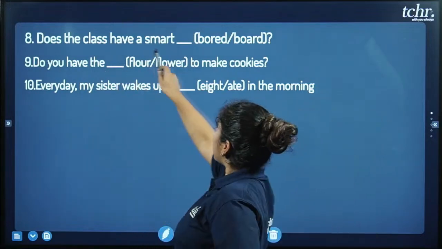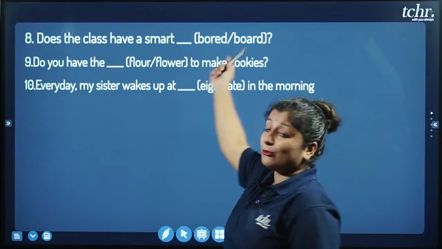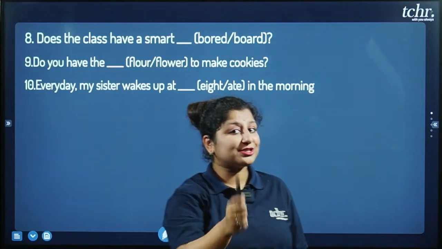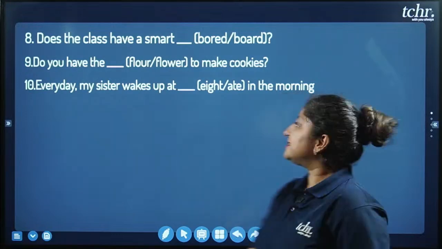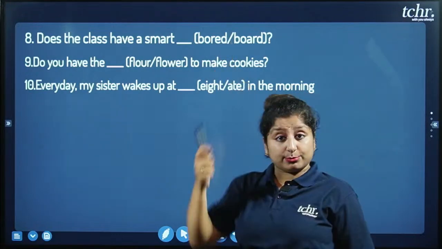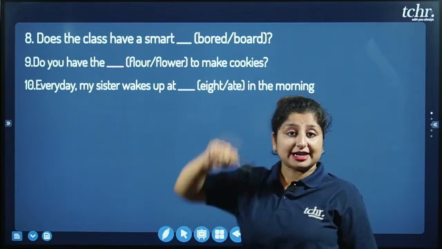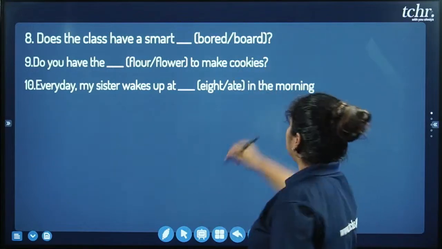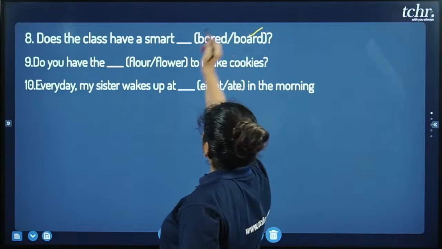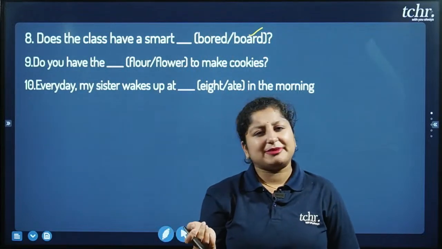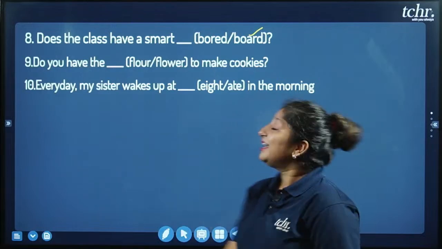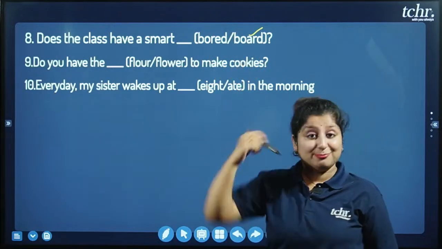Does the class have a smart board? Now you tell me, which board should I pick? Which is the right spelling? Is it B-O-R-E-D board or B-O-A-R-D board? It would be B-O-A-R-D board, because we know the meaning of bored. Being bored is feeling very fed up, I am getting very bored. That bored is B-O-R-E-D.